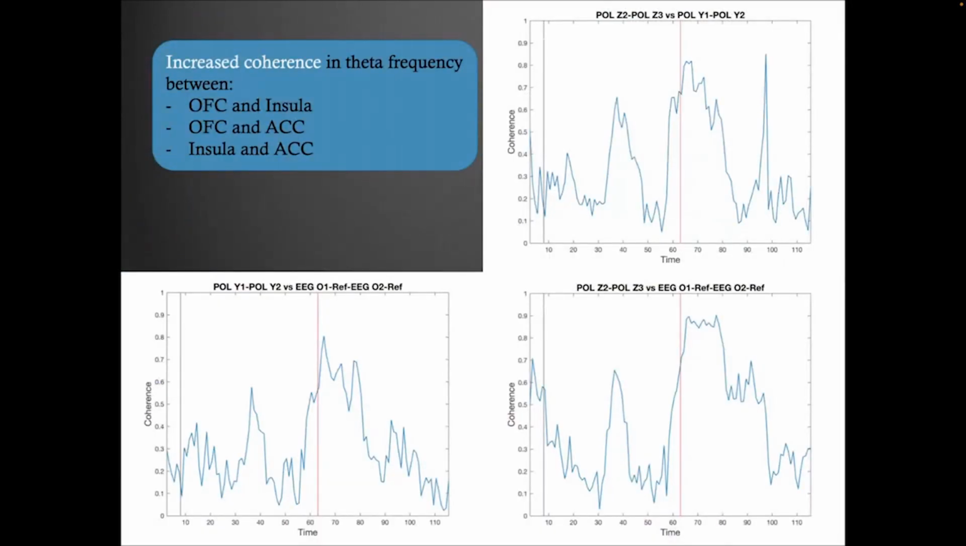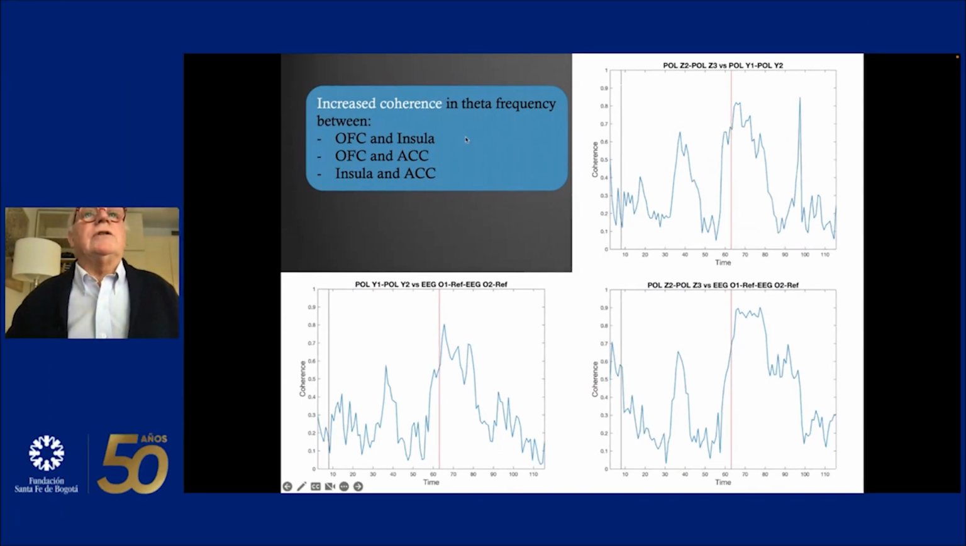When we measured, for example, during the seizure, the increased coherence, that means the correlation in the theta frequency, the curve here shows you that at the time of the semiology, you have an increased coherence between orbitofrontal cortex and insula, orbitofrontal cortex and anterior cingulate gyrus, insula and anterior cingulate gyrus. That is, this seizure originating from the orbitofrontal cortex, in fact, produces its semiology with a coherent involvement, that is a synchrony between at least these three areas.